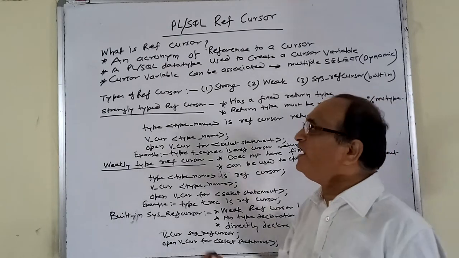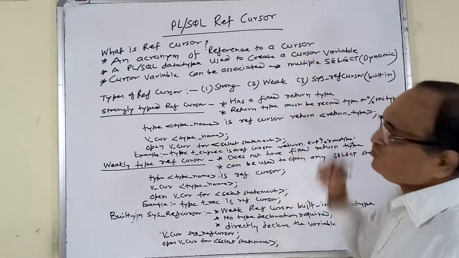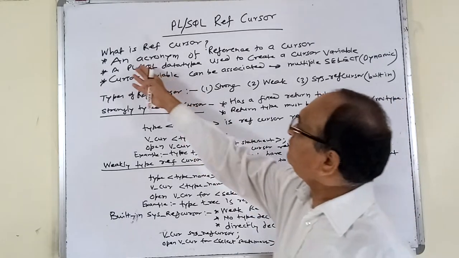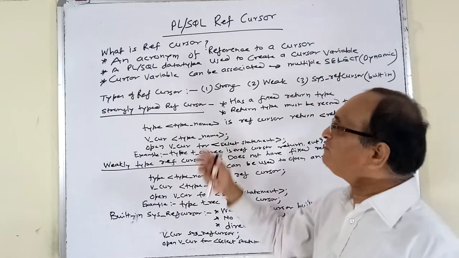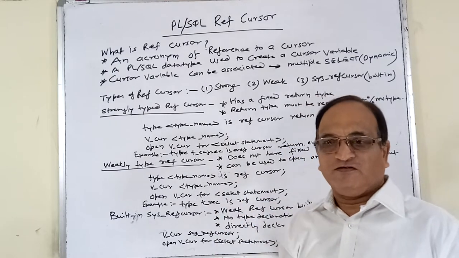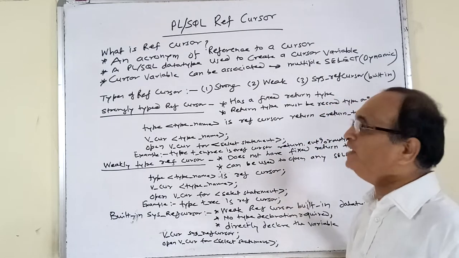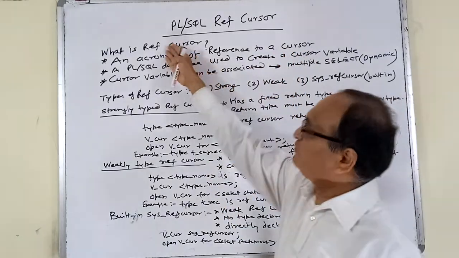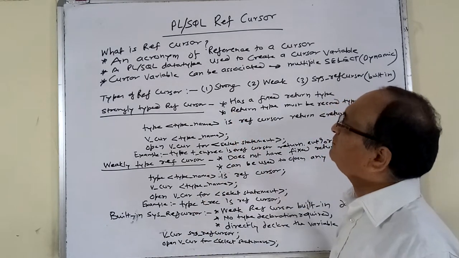REF CURSOR basically is an acronym. It is a short form, as you can see over here, of reference to a cursor. So a REF CURSOR basically is a variable. It is a PL/SQL data type used to create a cursor type variable. So it actually generates a reference, that is a pointer to the cursor, and so it is a reference type variable. And so it is a reference to a cursor, acronymed as REF CURSOR. That is the only logic behind naming it a REF CURSOR.